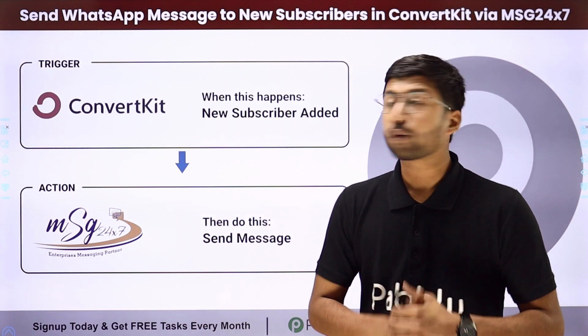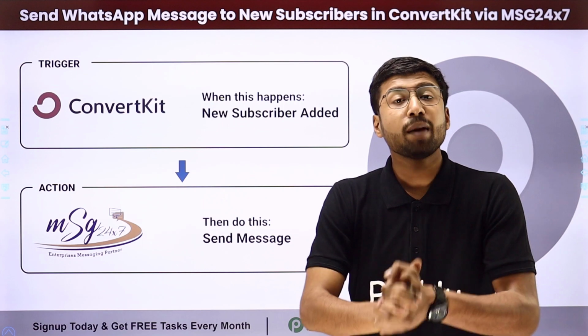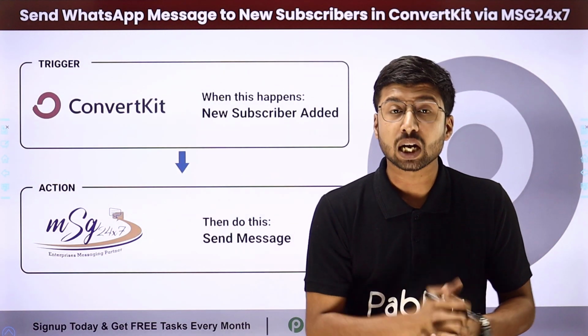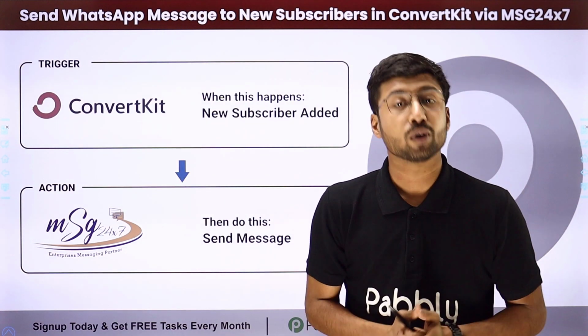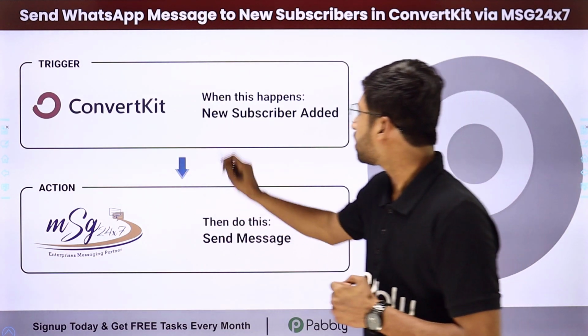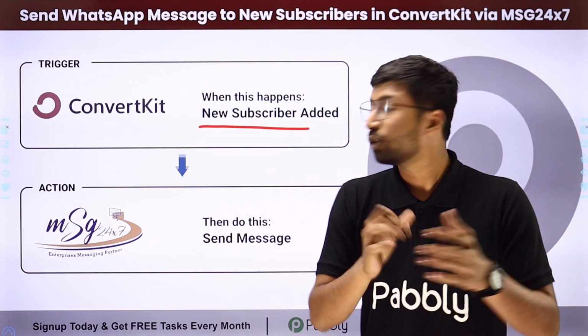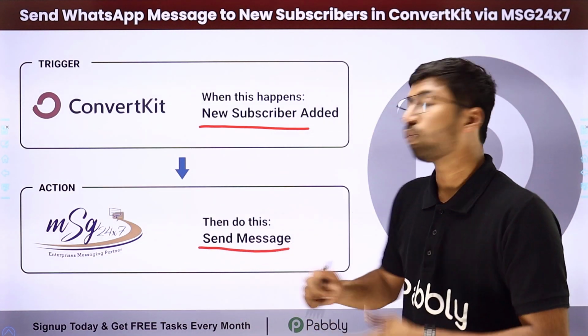So in this video, we are going to learn how to send WhatsApp message to new subscriber in ConvertKit via MSG24x7. Now, if you're using ConvertKit as an email marketing platform and to manage all of your subscribers, this automation is going to help you a lot. So in this automation, whenever a new subscriber will be added in our ConvertKit account, automatically using MSG24x7, we are going to send them a welcome message on WhatsApp.